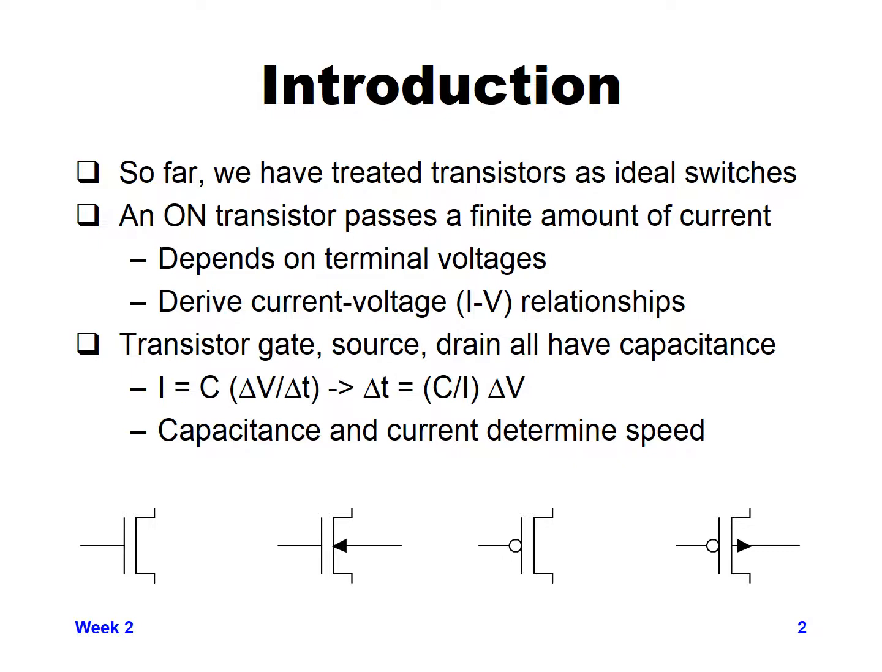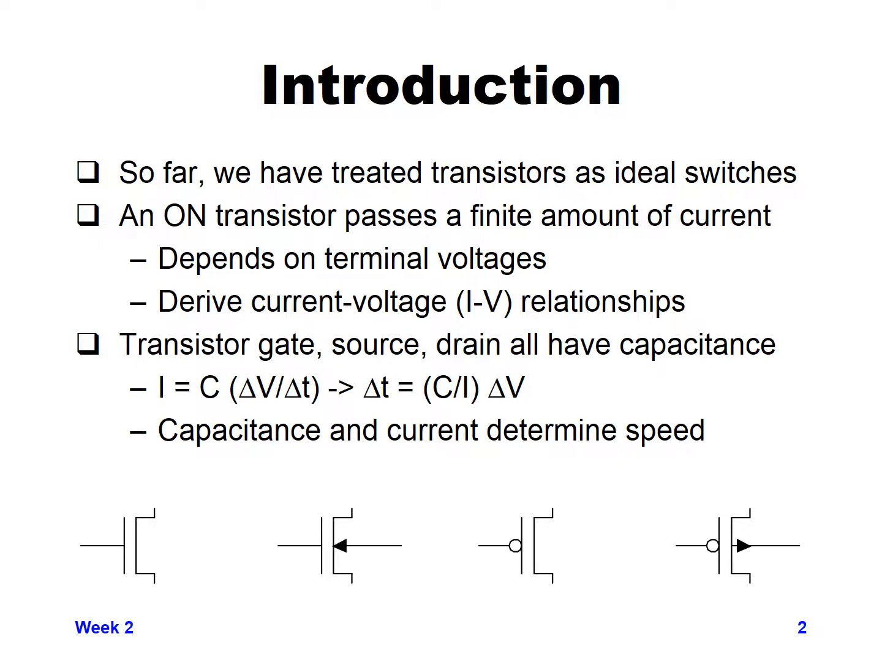in order to determine how fast we can actually switch the output of whatever logic that we're creating, the logic gate. We want to know how fast the output will change with time. So the thing to keep in mind is our transistor gate, source, and drain all have some capacitance associated with them. And if we go back to our current voltage relationships for a capacitor, the current through a capacitor is equal to the capacitance C times dV over dt, so the change in voltage over the change in time.